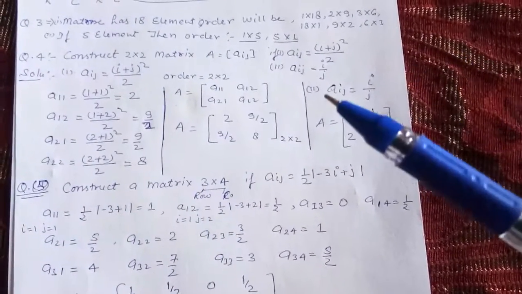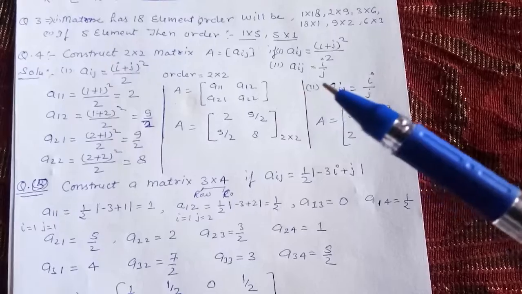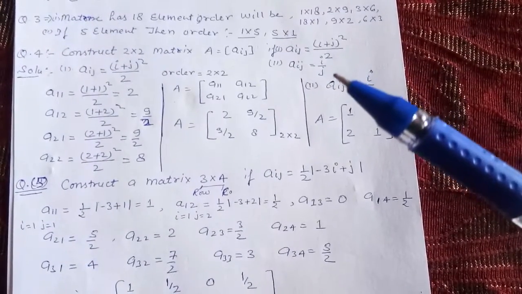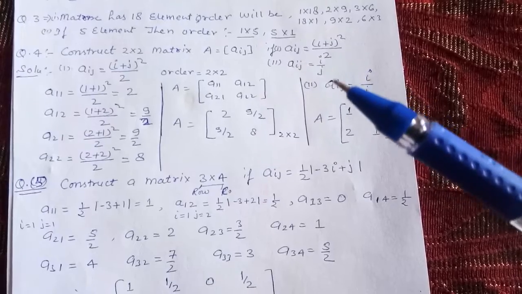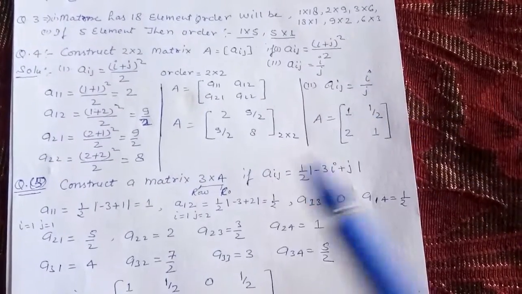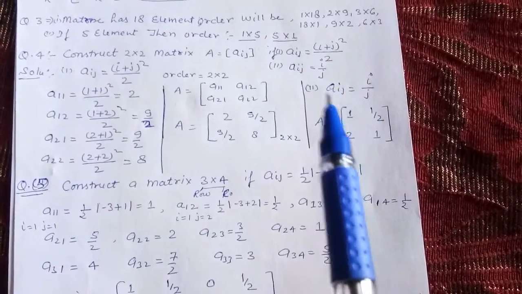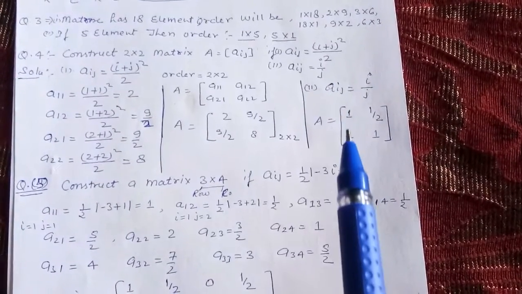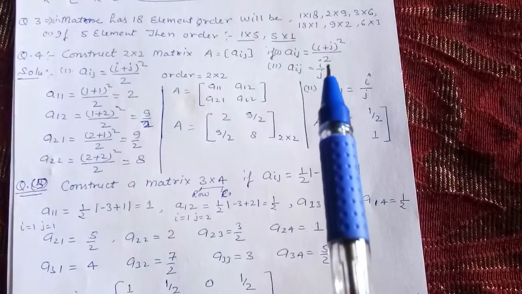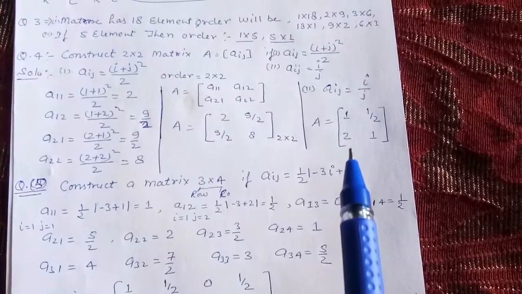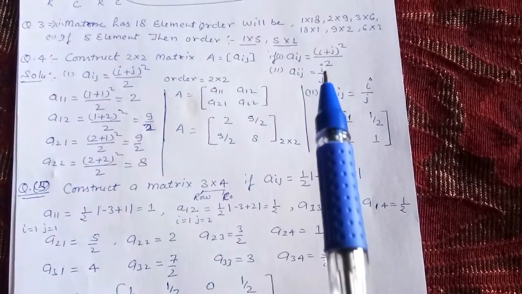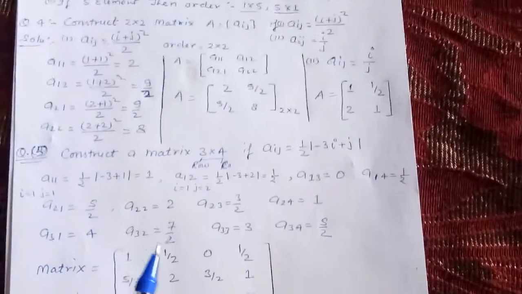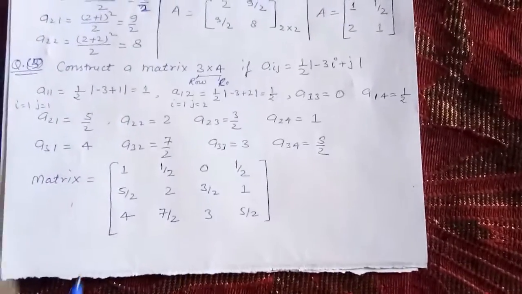And the second part is, you have to find the 2 by 2 matrix if Aij equals i upon j. Just the same: i upon j means i is 1, j is 1, so A11 is 1 upon 1, that is 1. And second, A12, i is 1, j is 2, 1 by 2. A21, i is 2, j is 1, 2 by 1, that is 2. A22, 2 by 2, that is 1. That is all.